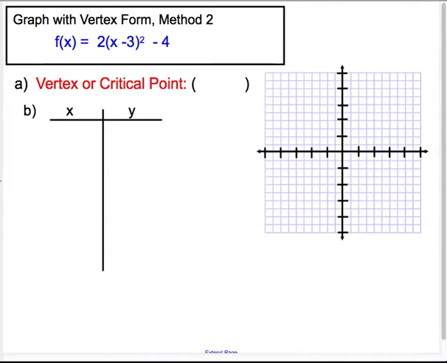Method 2 is using a t-table. So you find the vertex. We're still looking right here. Inside the absolute value is negative, so that means it's a +3. Outside is negative, so we have a -4. And then you can do a t-table around the vertex.